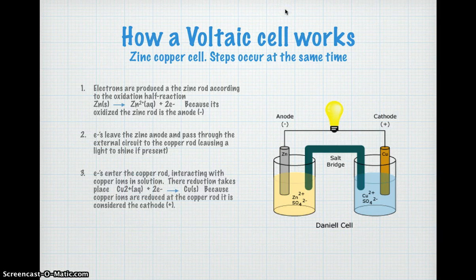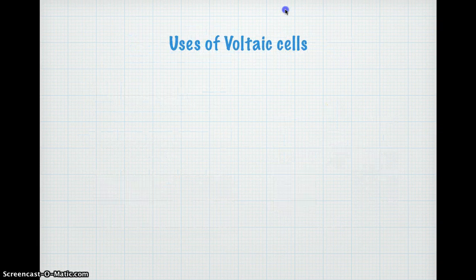The electrons enter the copper rod, interacting with the copper ions in the solution. There, reduction takes place. Cu2+ plus 2 electrons turns into copper. Because copper ions are reduced at the copper rod, it is considered the cathode. And to complete the circuit, both positive and negative ions move through the aqueous solutions via the salt bridge. And those are the steps to a voltaic cell and how it works.